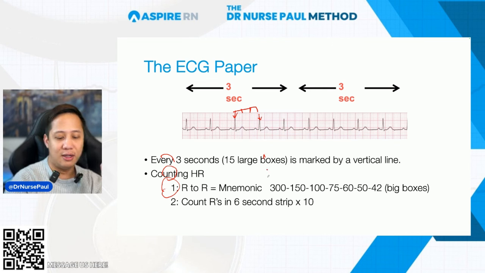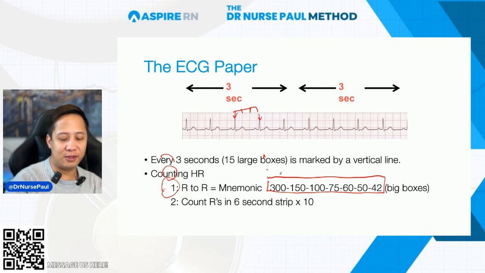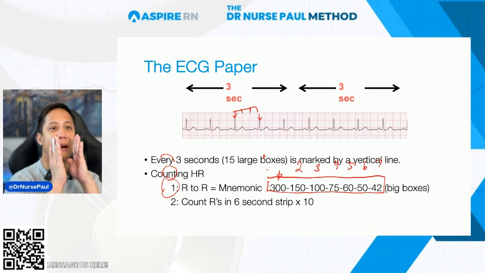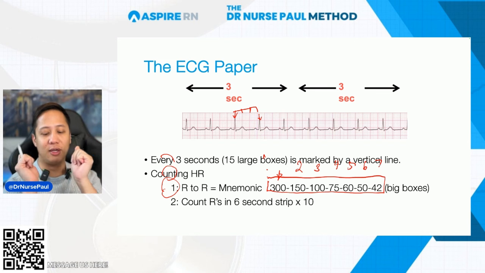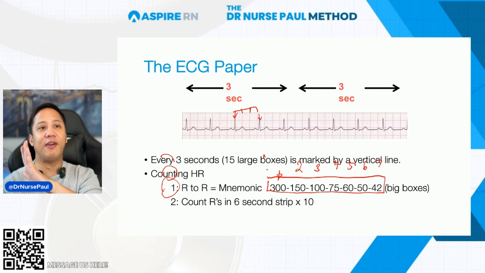The constants are 300, 150, 100, 75, 60, 50, 42, such that if there's one box difference between R to R, 300, two boxes, 150, three boxes, 100, 4, 75, 5, 60, 6, 50, 7, 42, and so on and so forth. You got what I mean, right? So again, one large box difference between R to R, that's about 300 heart rate per minute, okay? Two is 150, three is 100, four is 75, then 60, then 50, then 42.